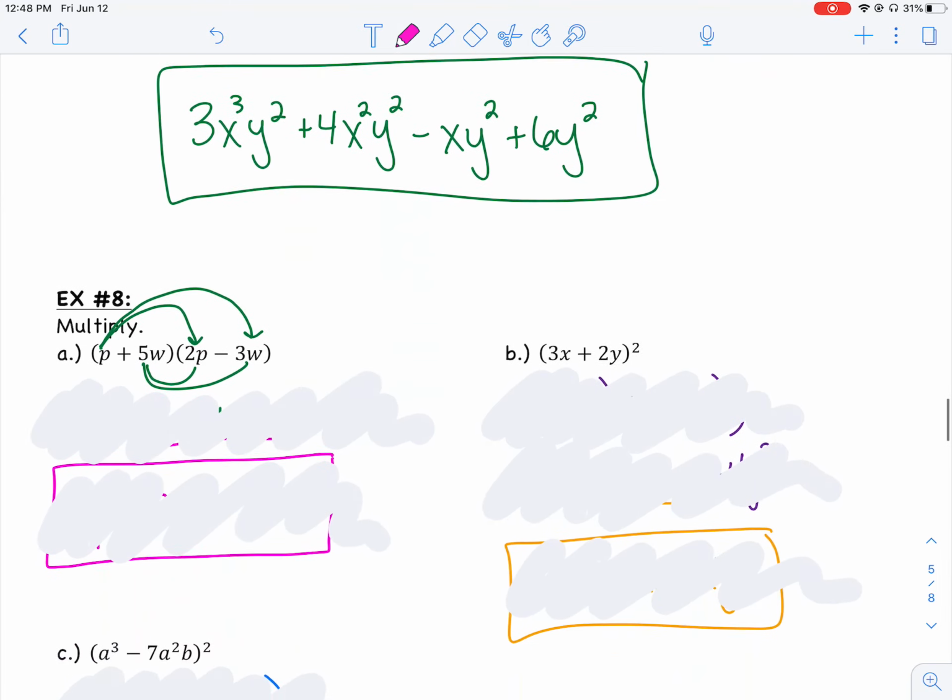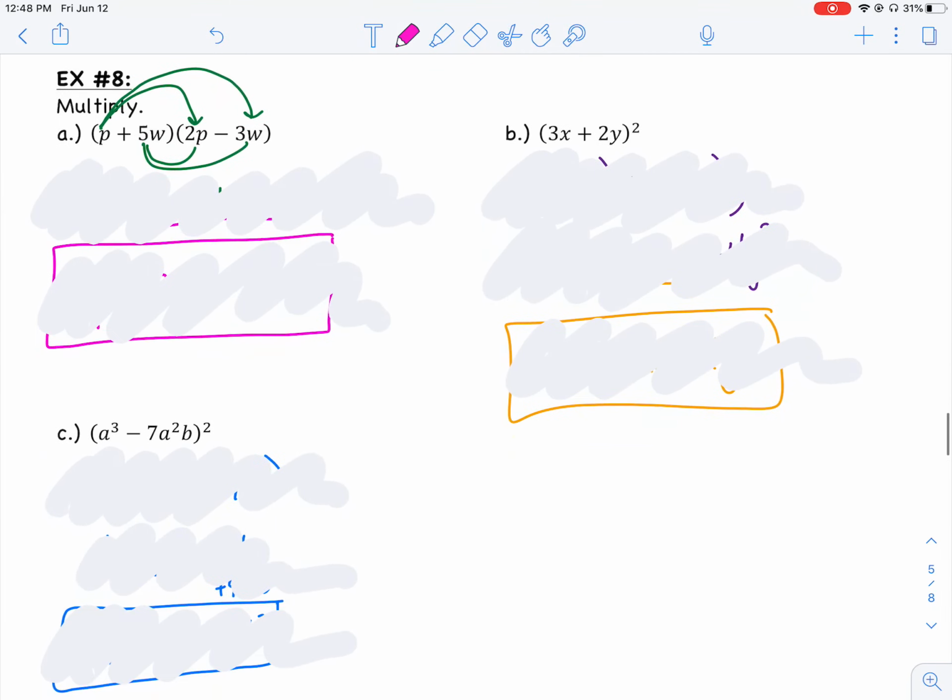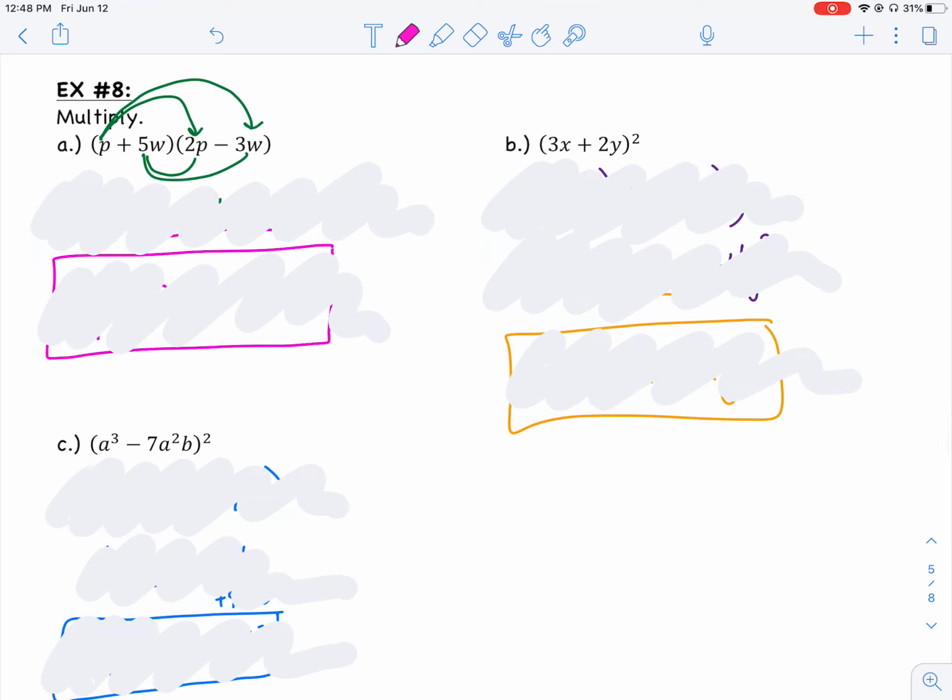Let's do a few more different types of multiplication problems with different variables. Look at example number 8. We're still multiplying these two polynomials. We have a binomial times a binomial, which means I'm either going to FOIL or distribute, or you could even do the box method that we've talked about in the past. I'm going to distribute the p through, and I'm going to distribute the 5w through. This is what I got.